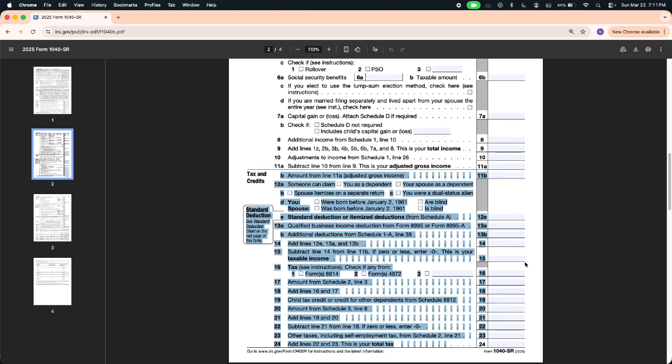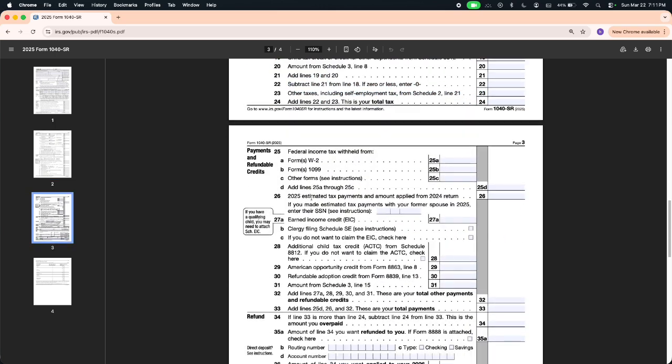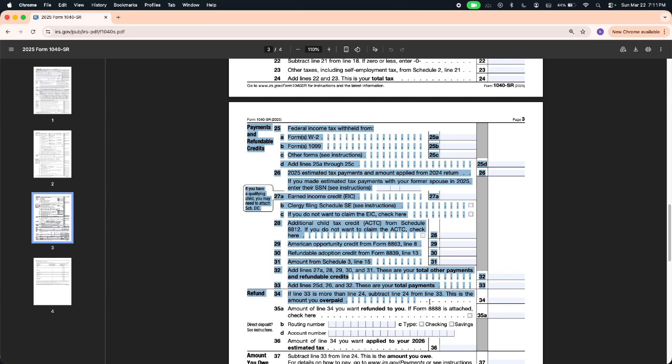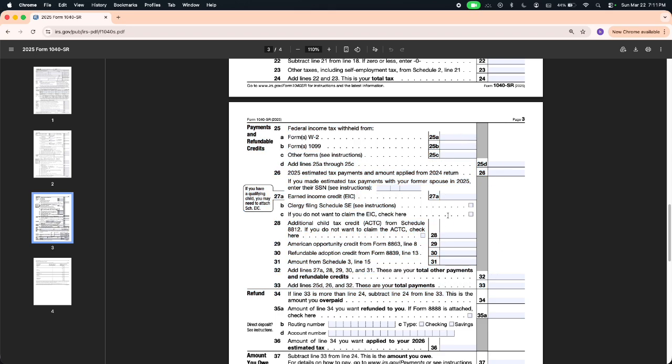From there, continue to the payment section. This is where federal income tax withheld from forms like W-2s or 1099s is entered, along with estimated tax payments and refundable credits, if they apply. After those amounts are added, the form compares total payments to total tax. If the payments are higher, the filer may get a refund. If the tax is higher, there may be an amount owed.